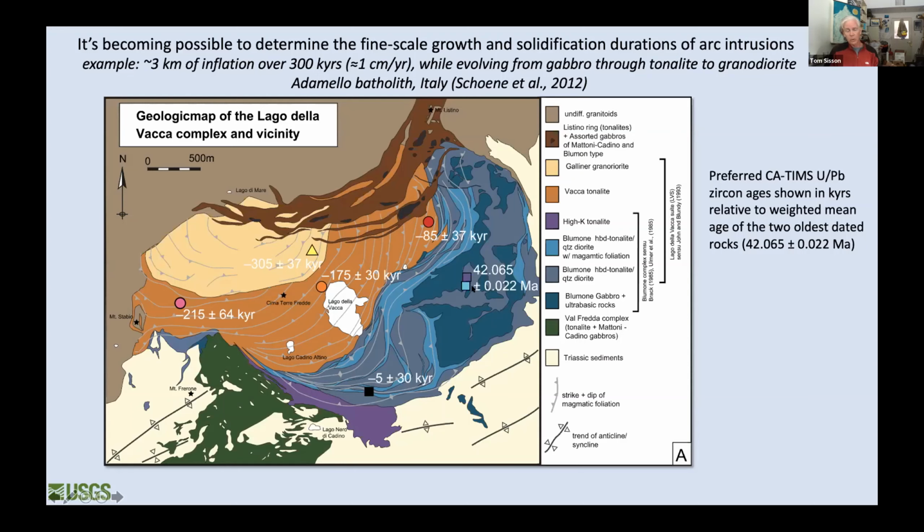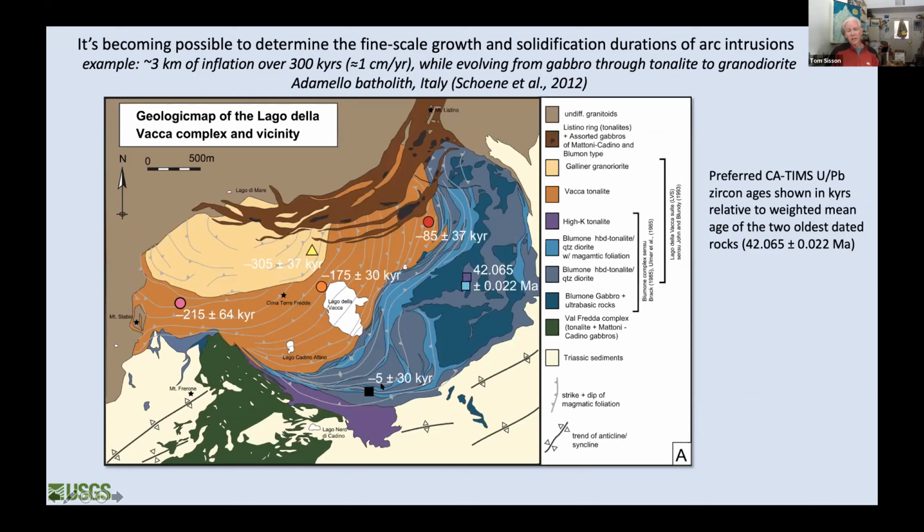So these are hornblende gabbros, a few ultramafic rocks, quartz diorites, and then moving into quartz diorites and tonalites, and then tonalites, and then granodiorites. So the oldest of these is about 42, just slightly over 42 million years. And then moving progressively inward, what I've plotted is the age in thousands of years relative to that initial inception.